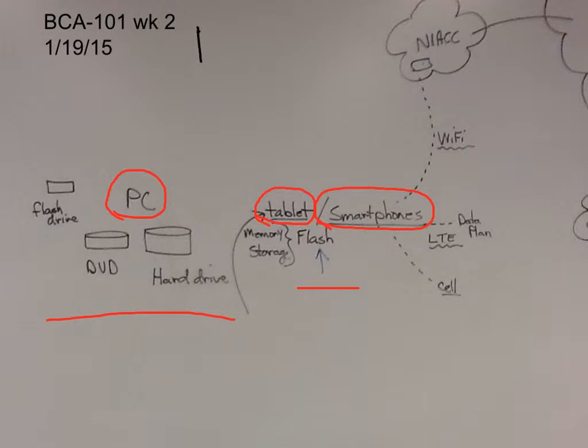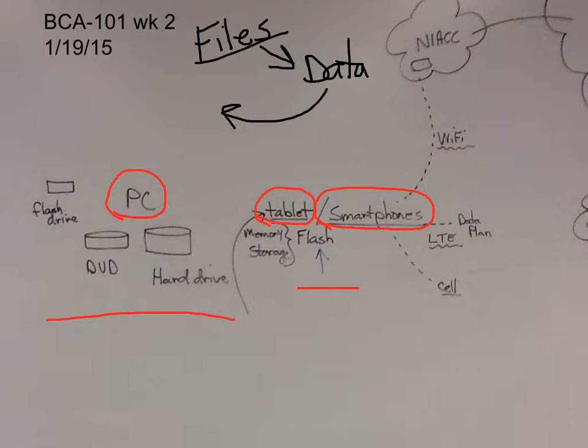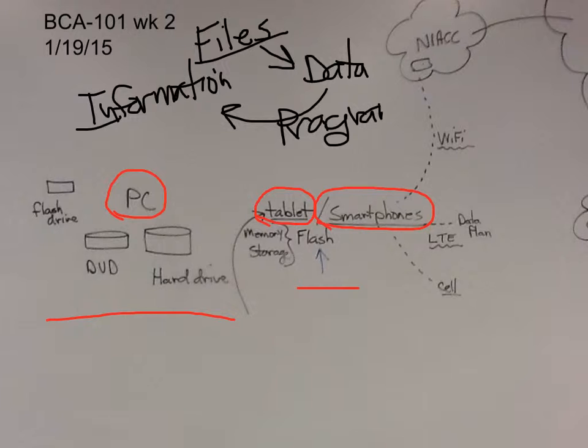We have files. We use that general term files in computers. Those can be either the storage of data, and then that data is converted to information, if you get tired of hearing that, and that's converted by the use of software. Okay, so we'll just say programs. Programs, software. So the programs have to be stored and the data has to be stored.